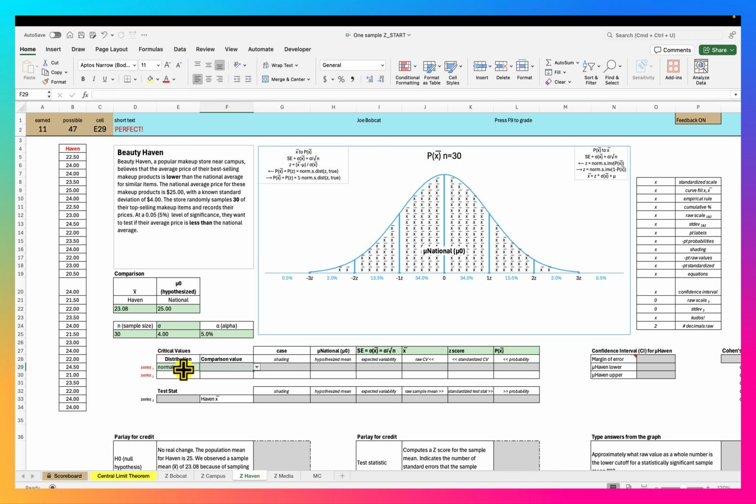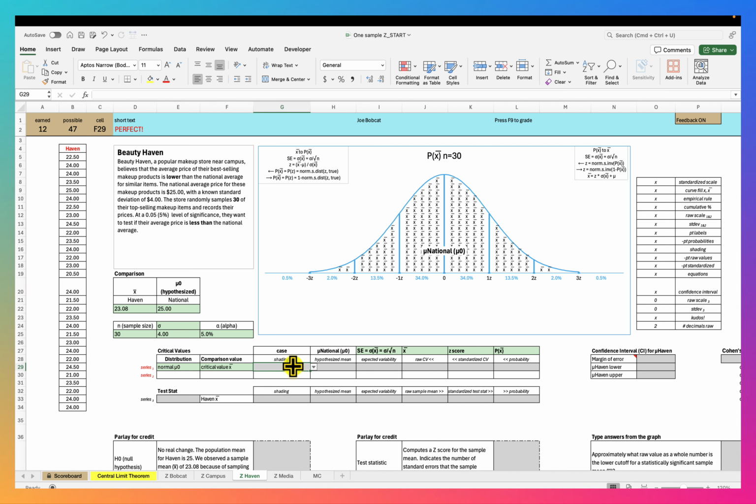And remember, so you don't get confused about this, this is kind of like the cookie jar again, where you've got a bunch of samples of cookies. Some samples are more likely than others. We're trying to figure out, is this one of the more likely samples? Comparison, in this case, we're looking for the critical value.